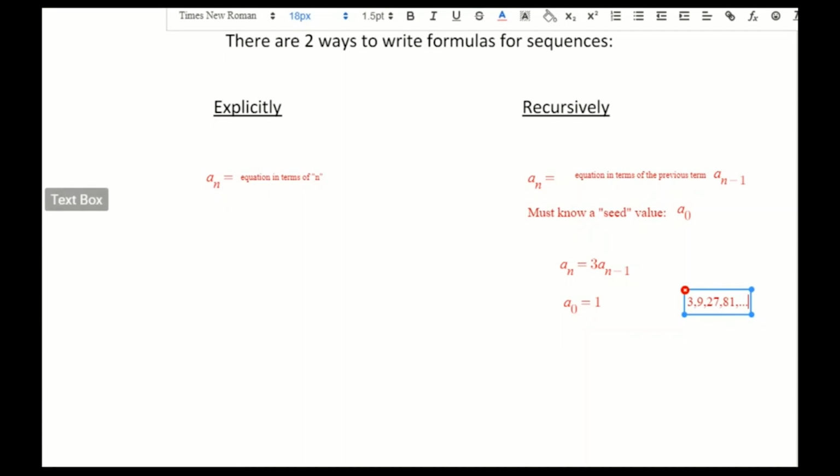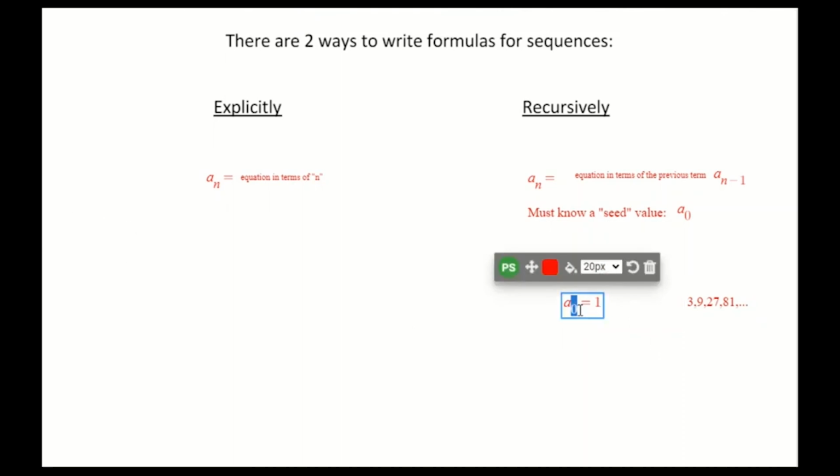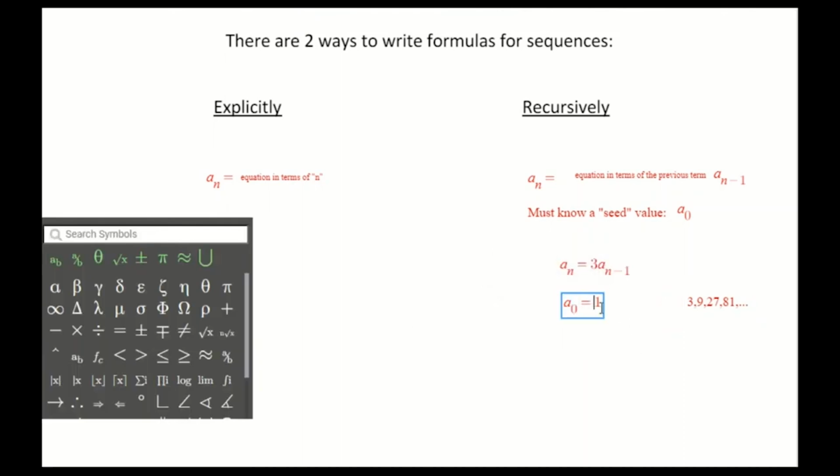But if the seed value was, let's just copy this real quick, let's say 2, then even though we have the same recursive formula, where we're multiplying the previous value by 3, our sequence is different. So if I start with 2, times 3 is 6, times 3 is 18, times 3 is, well, what is 18 times 3? I'm going to bust out the calculator here. 54, and so forth.